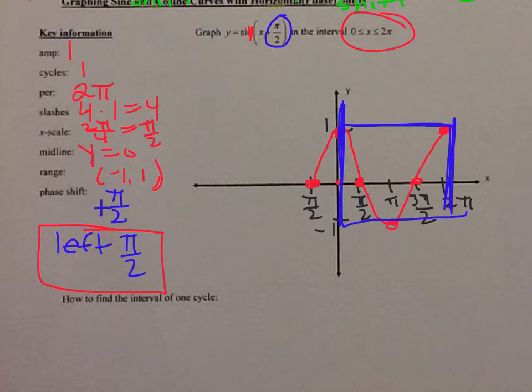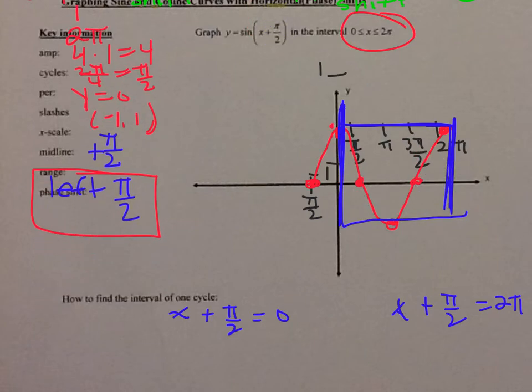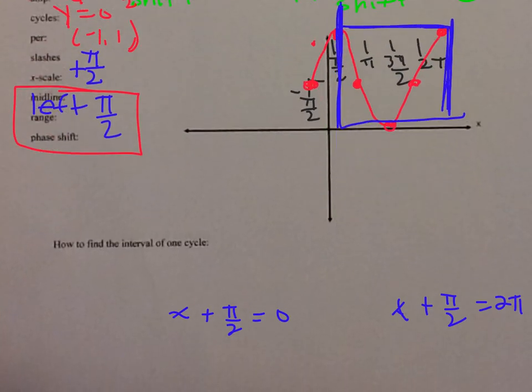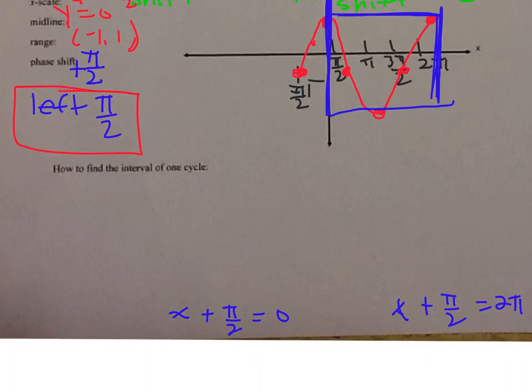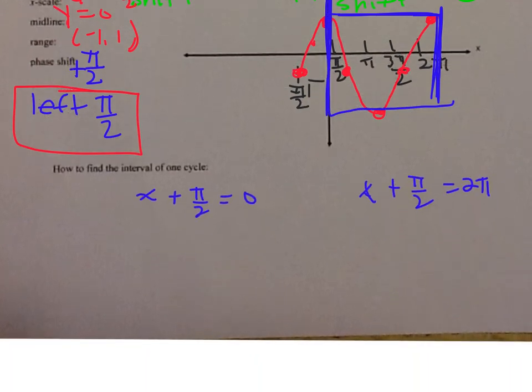All right, so now how do you find the interval? So I'm looking at this down here. How do you find the interval where you would see one complete curve? So what you do is you take what's inside the parentheses. So in this case, it's pi, x plus pi over 2. So x plus pi over 2, you equal it to 0. And x plus pi over 2, you equal it to 2 pi. Now you're going to leave it in radian measure, and you're going to solve this.